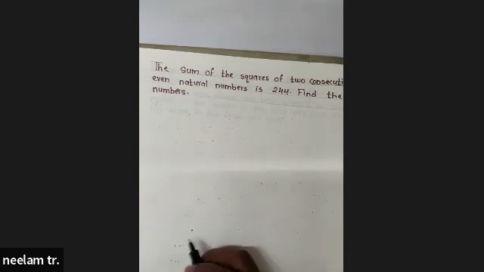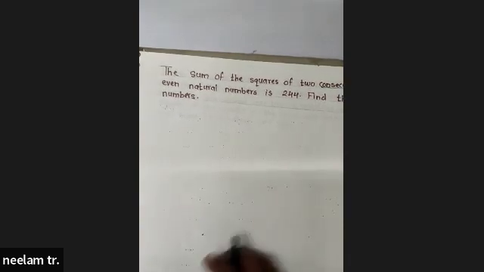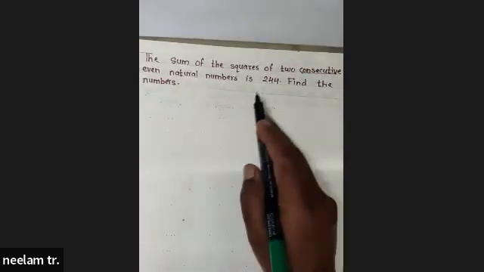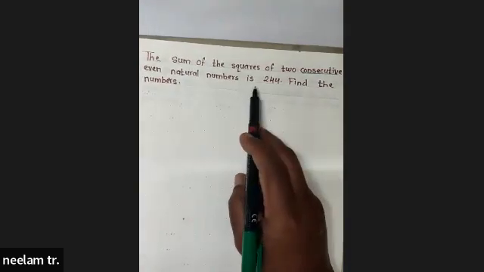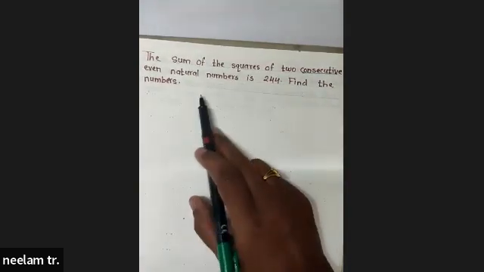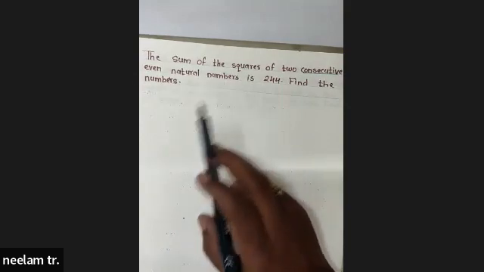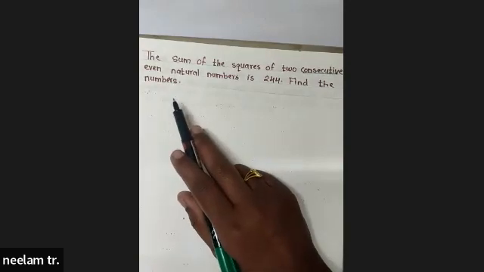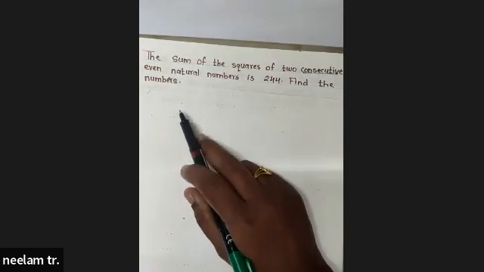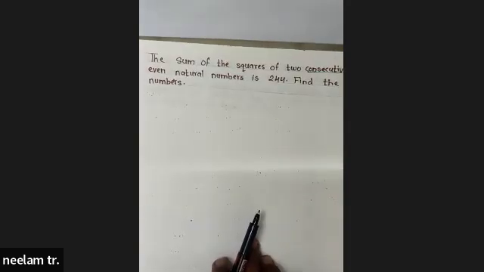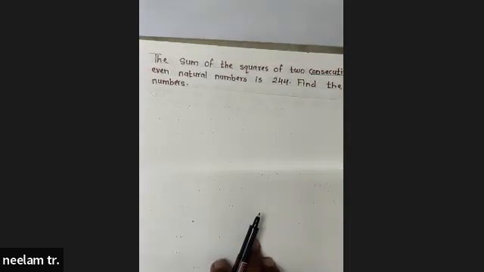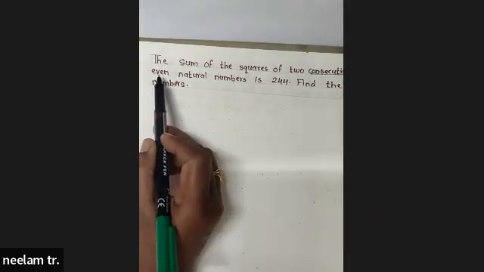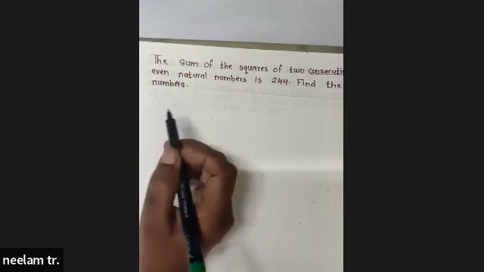Now we'll move to the sum. That is the sum of the squares. The sum of the squares of two consecutive even natural numbers is 244. Find the numbers. Now what I told you: which x will you take, which number do you need to find? Find the numbers, so you will take the numbers as x. Let the two consecutive natural numbers be x and x plus 2. Why 2? Because it is even.